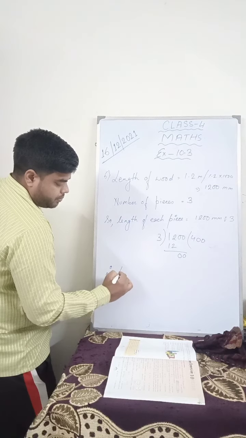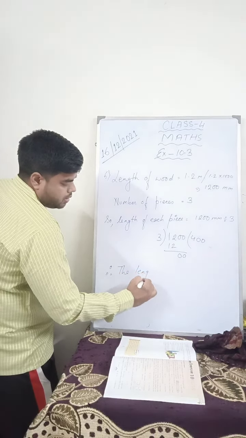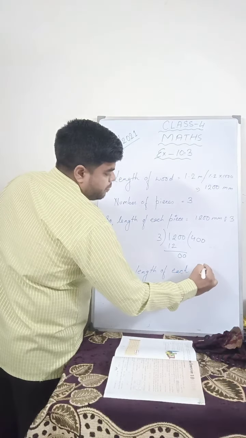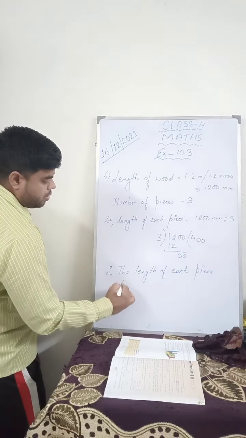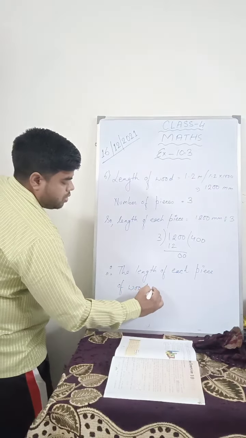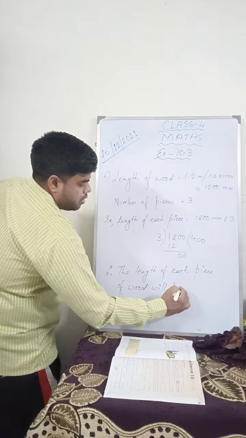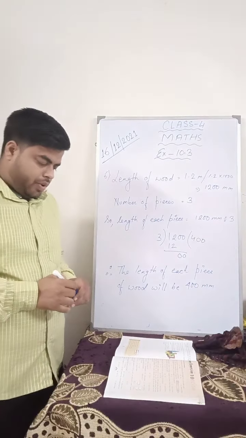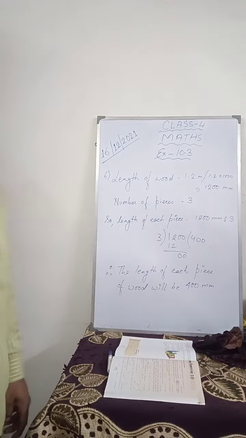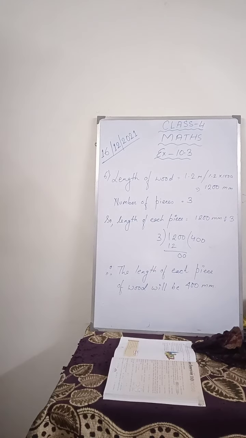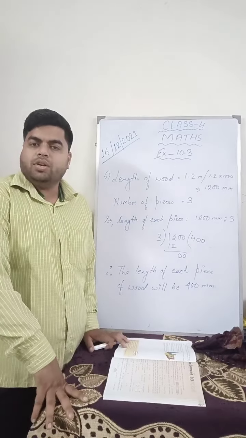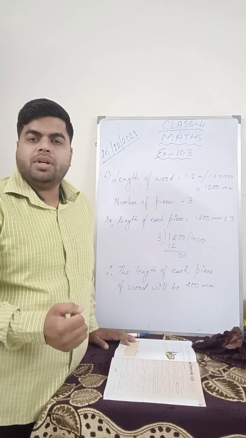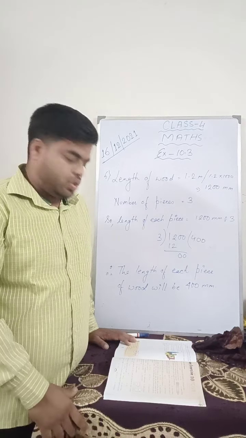Therefore, the length of each piece of wood will be 400 millimeter. So I hope all of you have understood this. So whenever they give you two different units of measurement, you have to convert the given value into the smaller unit of measurement so that it becomes easy for you to solve.